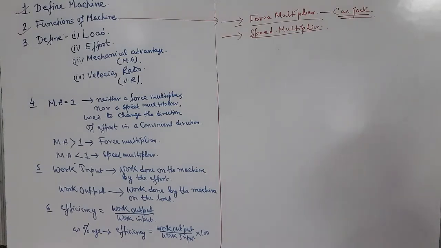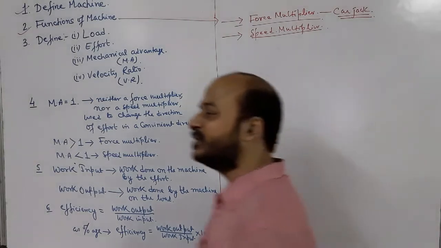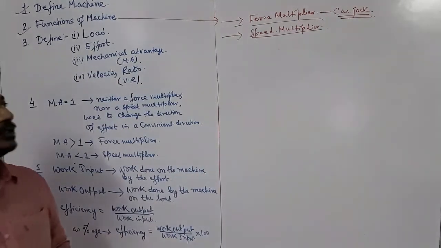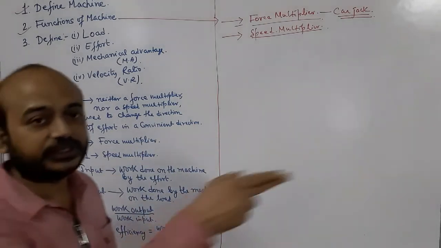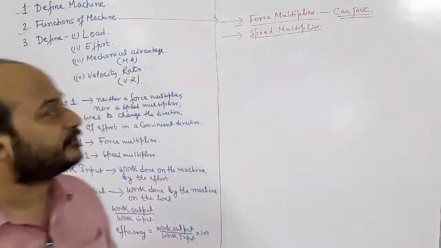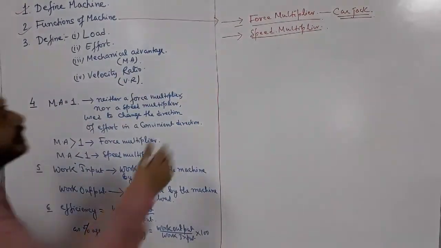Like a scissor. A scissor also acts as a speed multiplier, because you can understand that we can swiftly cut papers and cloth with scissors, and the scissor acts very swiftly. So that means it is acting as a speed multiplier.